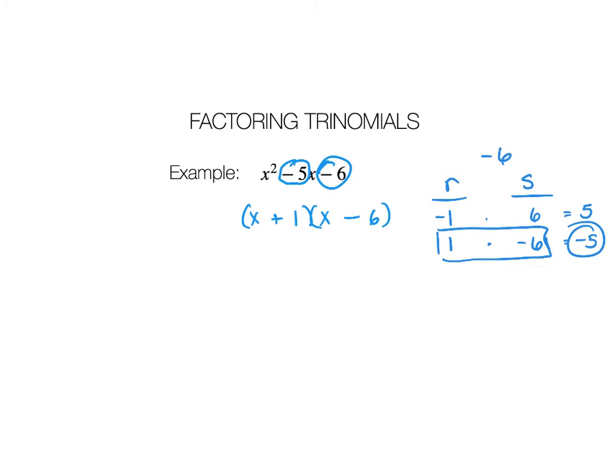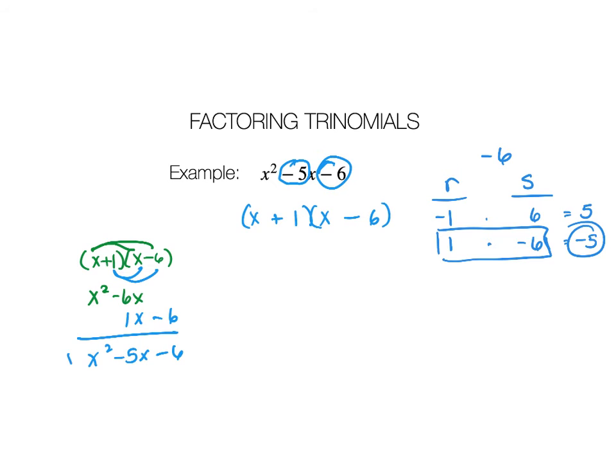Let's run up to the side here and check it. X plus 1 times x minus 6. X times x and x times -6. And then 1 times x, that's 1x, and 1 times -6. Like terms in the middle, -5x minus 6. Yeah, that checks with the original, and therefore that is the correct factorization. One more. This one had 2 minus signs in it.